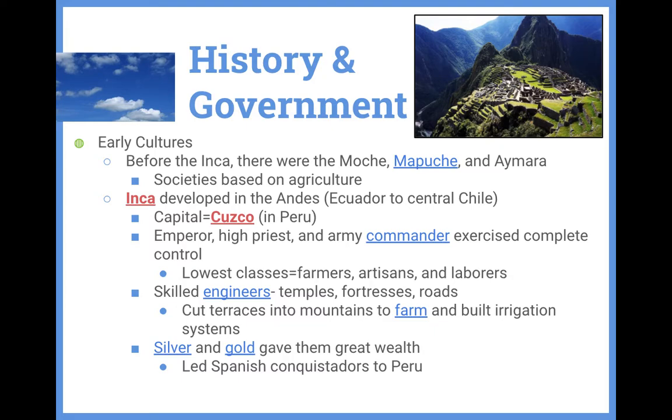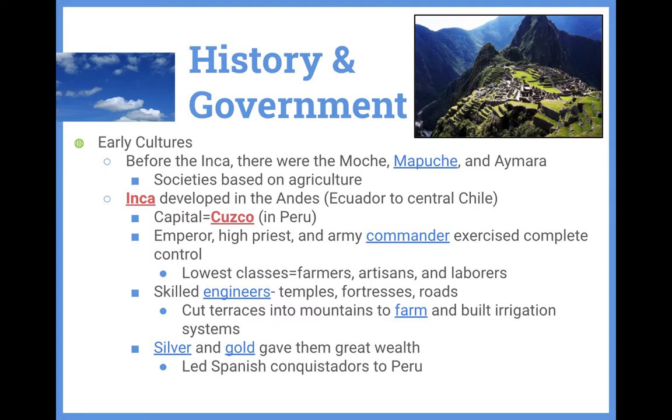Okay, so from about Ecuador to central Chile, but their capital, Cusco, and the majority of their population lives in Peru. So the emperor and then the high priest and the army commander, they exercise complete control over the people. The lower classes were your farmers, artisans, and laborers. And then they had skilled engineers who built temples, fortresses, and roads, and they actually cut terraces.